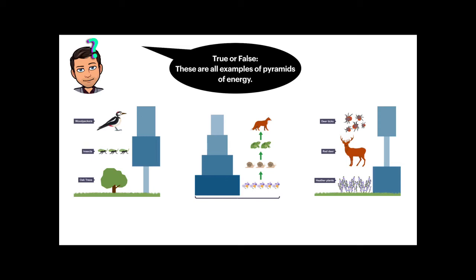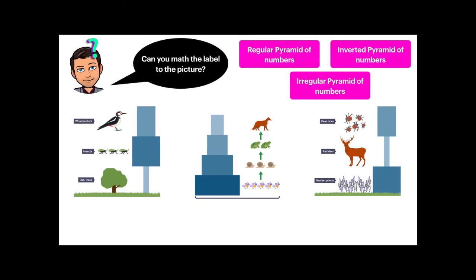Okay, true or false? These are all examples of pyramids of energy. Is that true or false? That's false, because the first one on the left and the first one on the right are both irregular, and pyramids of energy will always be regular. Okay, so this one's false.